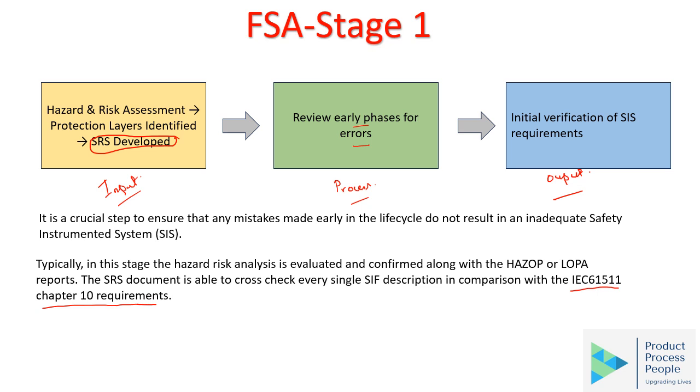This is a very crucial stage because if we identify errors here, then it is less costly and less time consuming to correct them, because we are in the very early stage of the design. Later on, if we identify something, correcting it becomes very time consuming, many costs are involved, and it often results in project delay. That's why FSA stage 1 is very important.